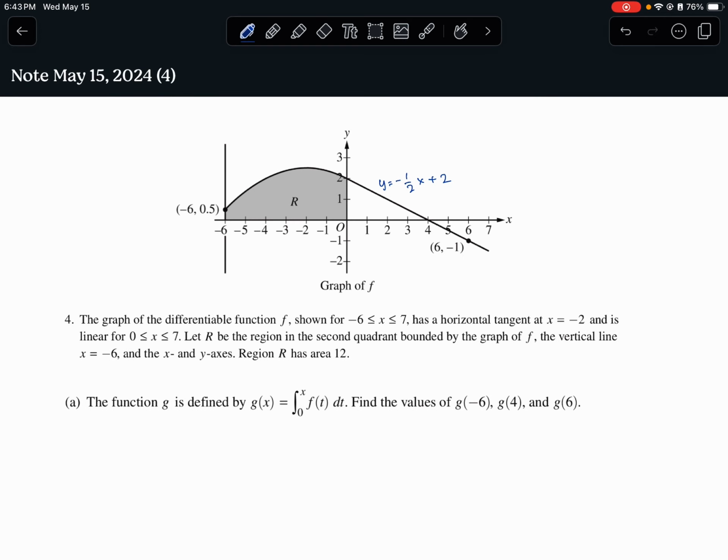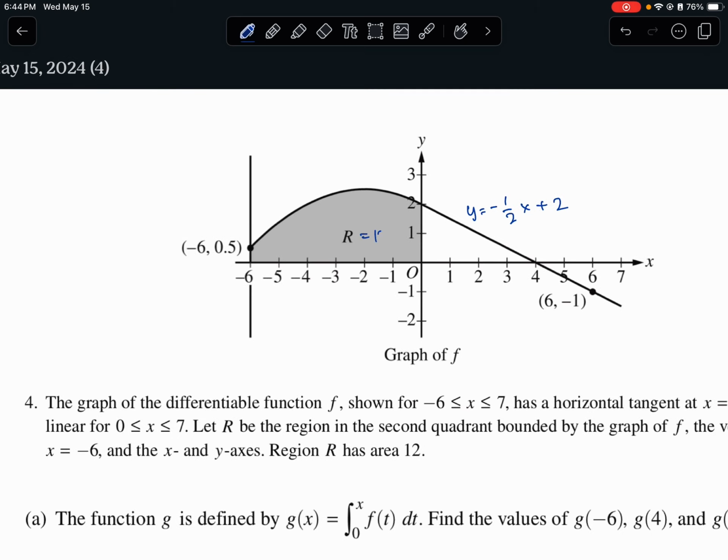Okay. Let R be the region in the second quadrant bounded by the graph of f, the vertical line at x equals negative 6, the x-axis and the y-axis. So this region right here is bounded above, and this has an area of 12.